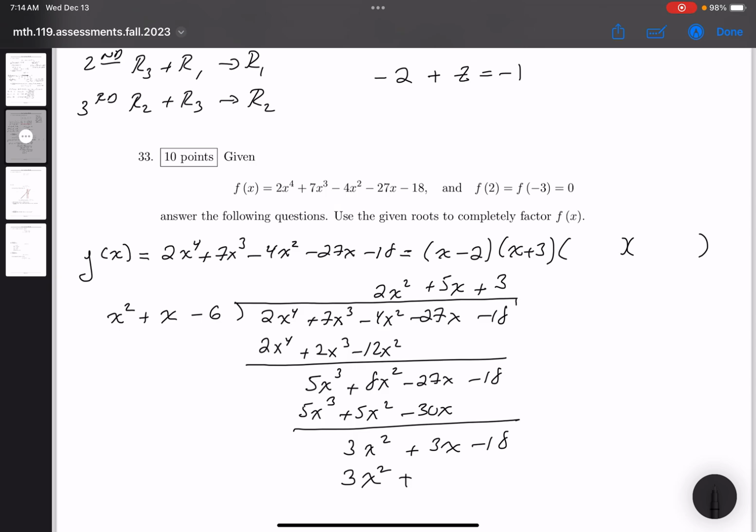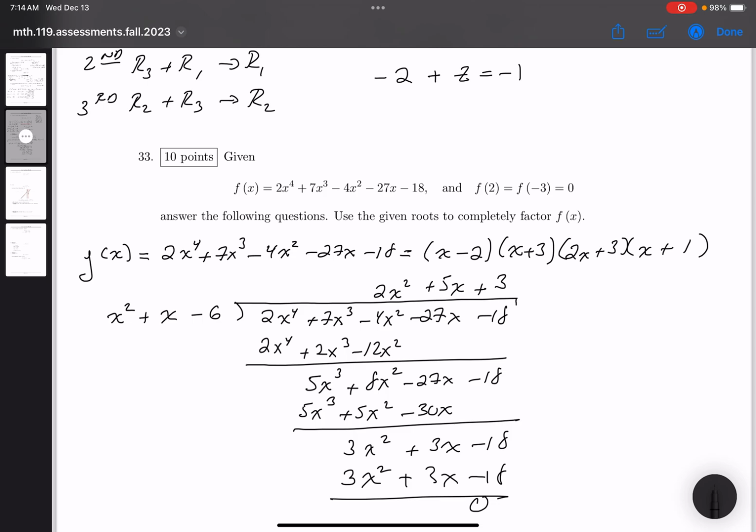3x squared plus 3x minus 18. And lo and hope, we do get a 0 remainder. What's left now? Factoring the 2x squared plus 5x plus 3. I'm going to make an assumption it's doable. So I'm going to say 2x and x. And then I'm looking at that 3, and I'm going to say 3 and 1. I'm going to check it, plus plus.